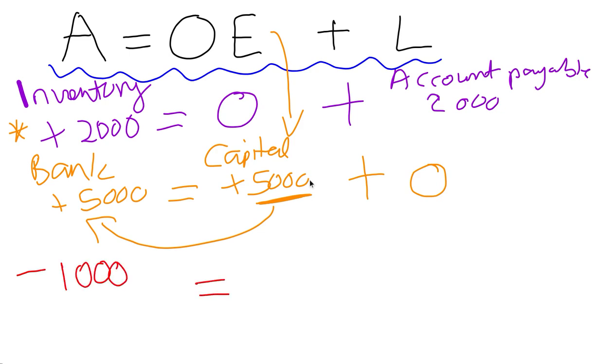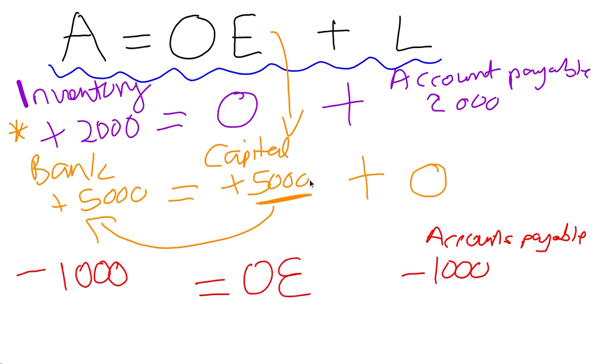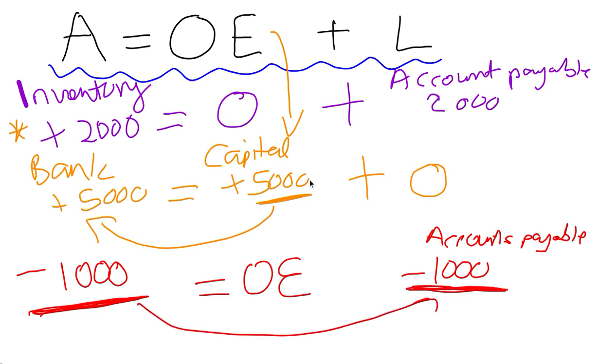Okay, why did the 1,000 get deducted from my account? It is so that I can pay my liabilities. Okay, so now I have less liabilities. I owe less money under my accounts payable, and there is no effect on the owner's equity. So now there's a balancing effect, minus 1,000. Why is there a minus 1,000 in my bank account? Because I paid my accounts payable, so I owe less money.